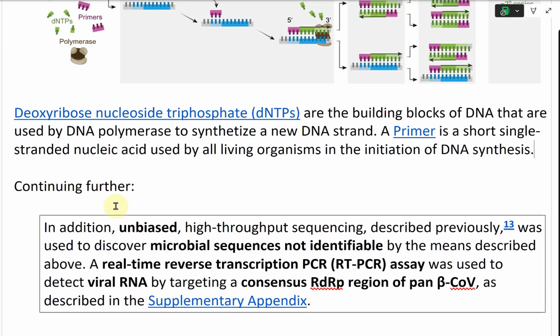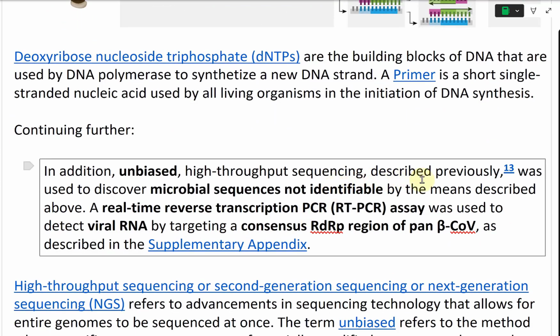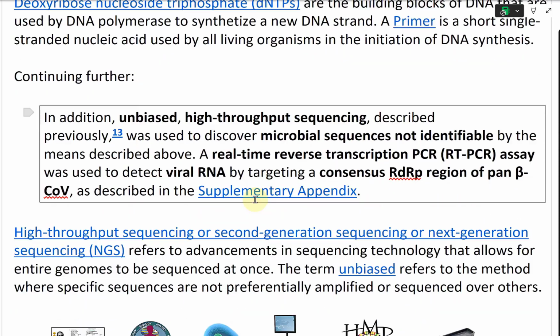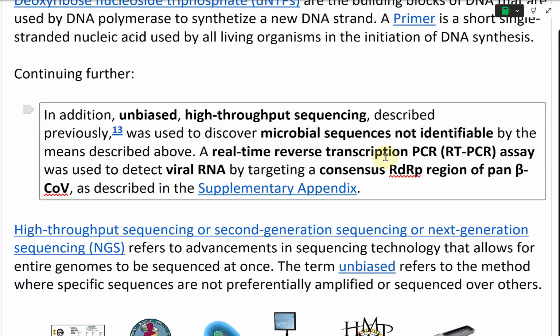It's very interesting. So now let's continue further. In addition, unbiased, high-throughput sequencing described previously was used to discover microbial sequences not identified by the means described above, and a real-time reverse transcription PCR, or RT-PCR, assay was used to detect viral RNA by targeting a consensus RdRp region of pan-beta-CoV, as described in the supplementary appendix.